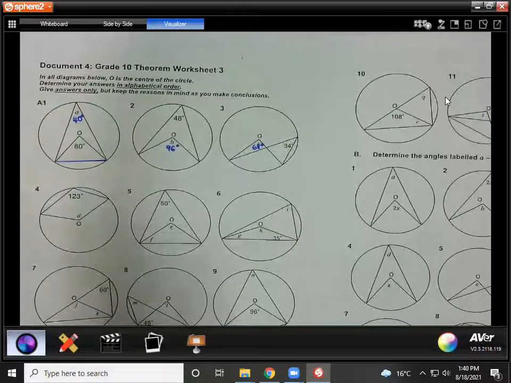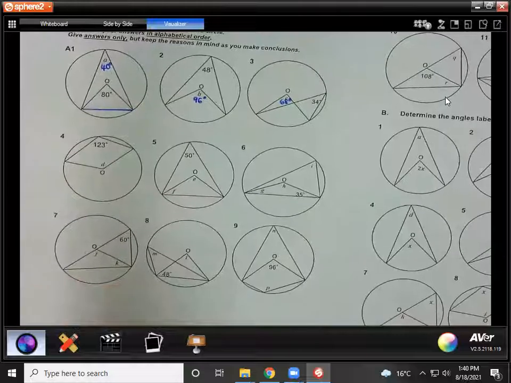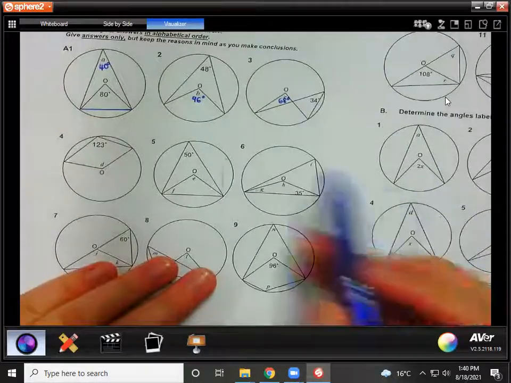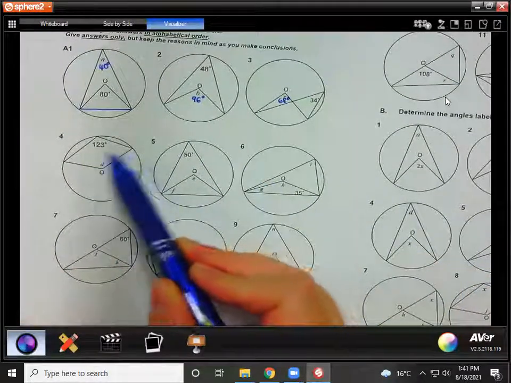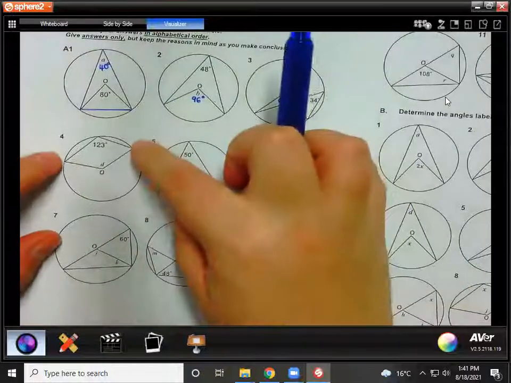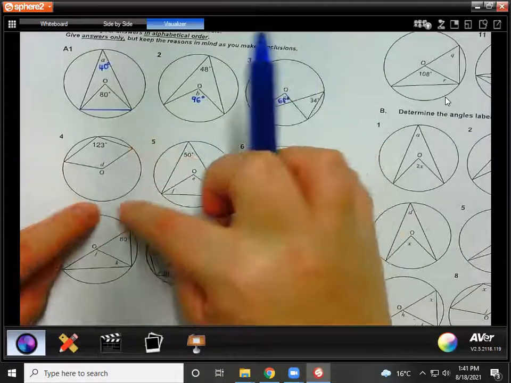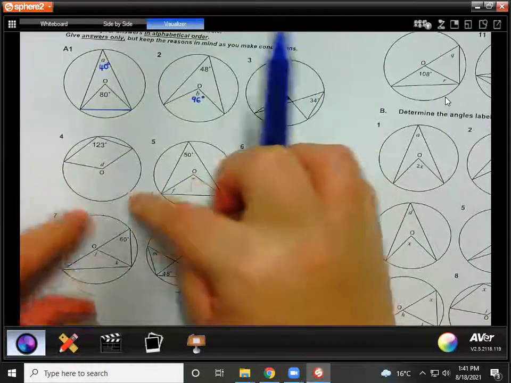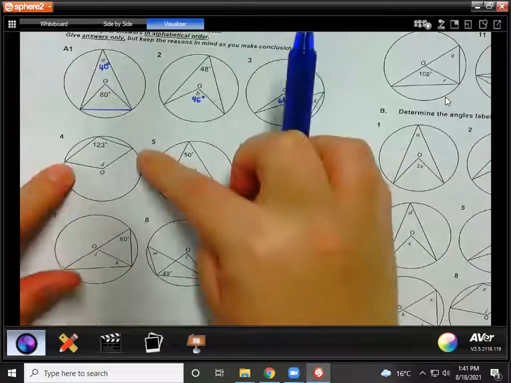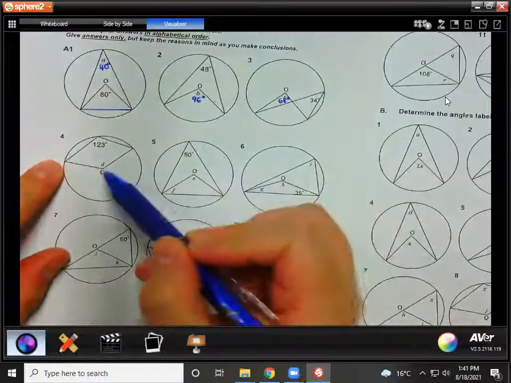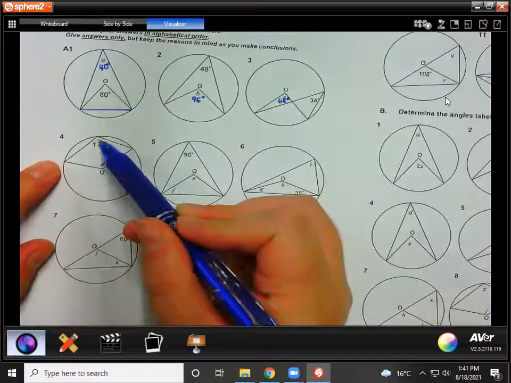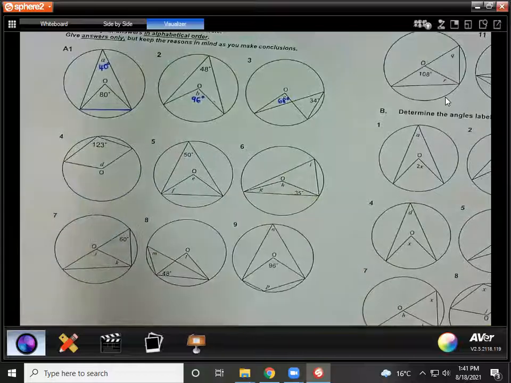All right, now number 4 is a bit more difficult. People usually struggle with this one. Because in this case, the 123-degree angle that we have there is subtended by this major arc over here. So now I wonder if people said that D is going to be half of that one, right? You might remember this from last year.